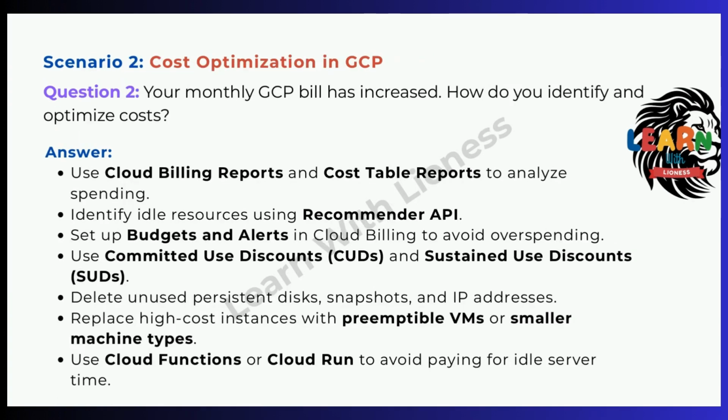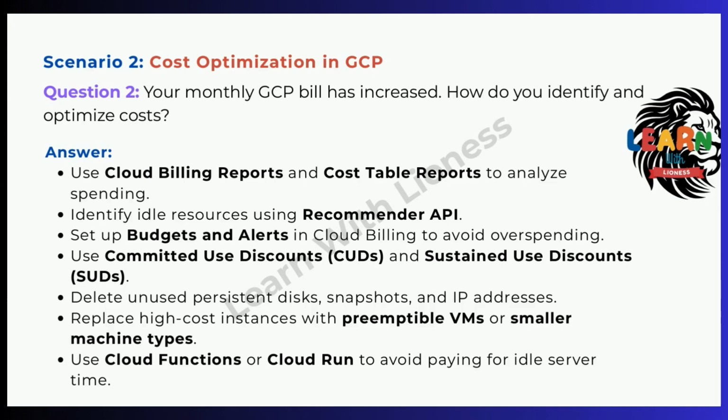Scenario 2. Cost optimization in GCP. Question 2. Your monthly GCP bill has increased. How do you identify and optimize costs? Answer. Use Cloud Billing reports and cost table reports to analyze spending. Identify idle resources using Recommender API. Set up budgets and alerts in Cloud Billing to avoid overspending.